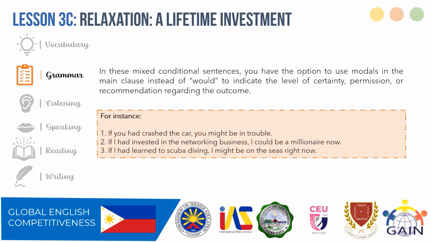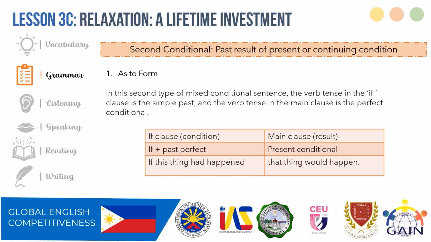Third, if I had learned scuba diving, I might be on the seas right now. So we use here the modals instead of would. Now let's talk about the second conditional. It's the past result of present or continuing condition.